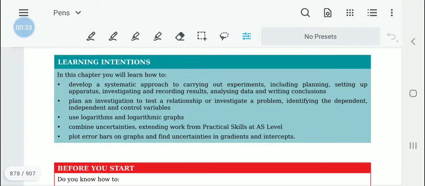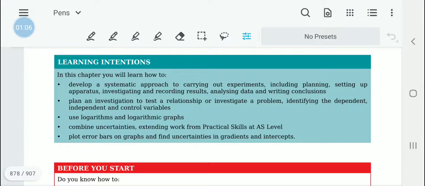Obviously you know that at A2 level you are not going to be doing it practically, but rather you will be discussing how to do it. Then identifying dependent, independent and control variables, using logarithms and logarithmic graphs, combining uncertainties, and extending the practical skills that you have learned in AS level.